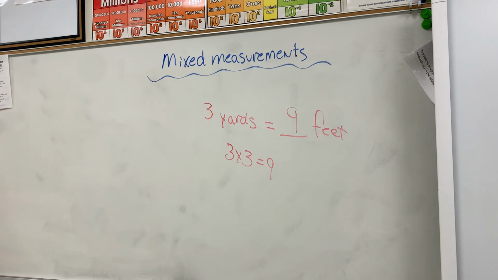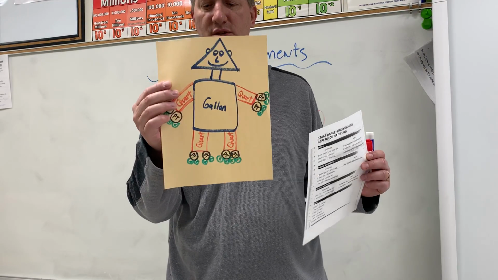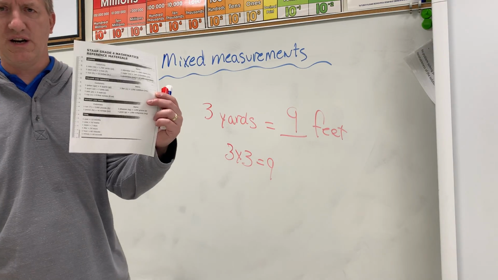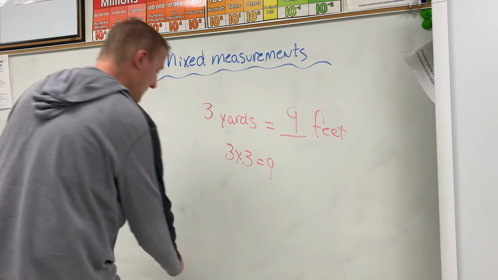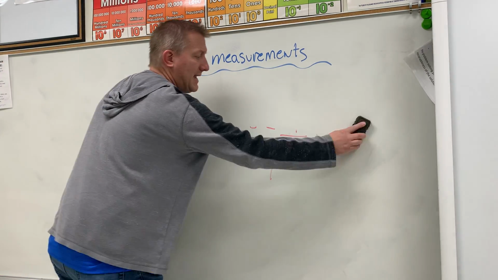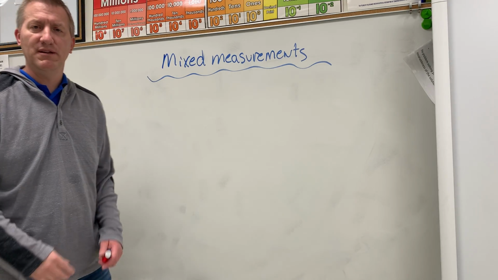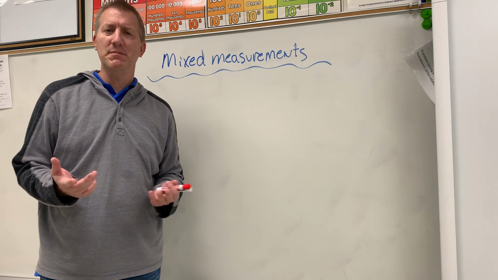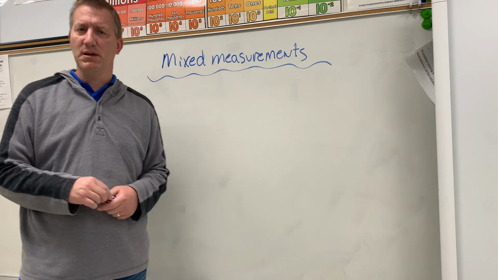And you should be using these things, okay, using your gallon bot, and you should be using the star chart to help you figure out the conversions. Now, today we're going to try something new that's usually pretty difficult for students. So we're going to try mixed measurements. What do I mean by mixed measurements? 2 different measurements in the same problem.